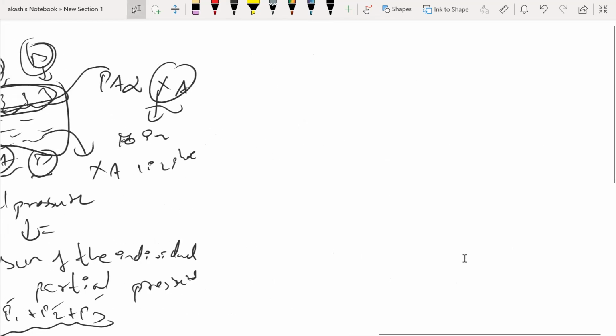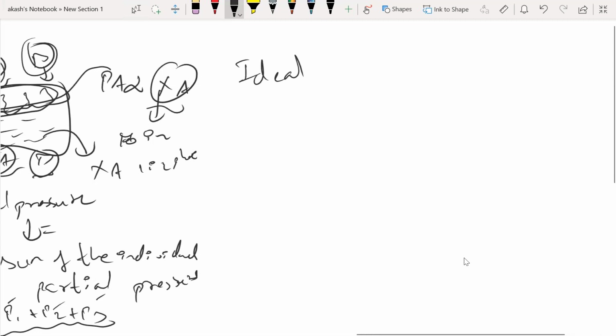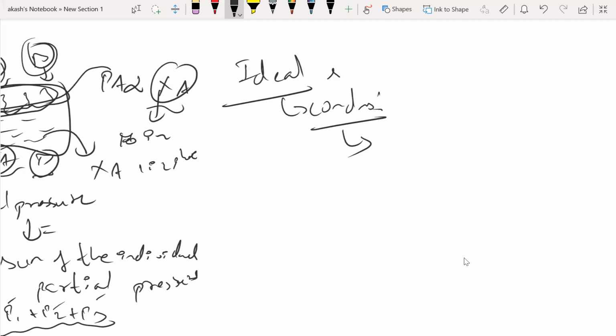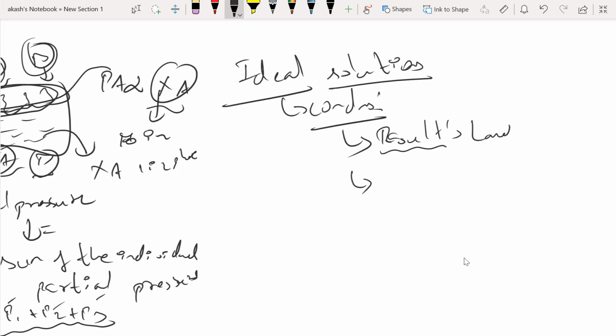Okay, so the next question is, for a solution to be ideal, what are the conditions? There's something called an ideal solution. So for an ideal solution, what are the conditions? It should obey Raoult's law. Obviously, the first one is Raoult's law. A solution that obeys Raoult's law over the entire range of composition is called an ideal solution. Raoult's law must be obeyed at all concentrations.